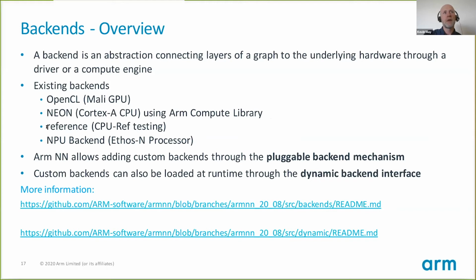We also, by default, include a reference backend. This is purely for testing, just to make sure everything works and you can run it on a device that doesn't have Arm IP. And then, like I said, downloadable is an NPU backend, which would be for accessing the Ethos-N processor. So Arm NN allows adding custom backends through our pluggable backend mechanism. And you can also load custom backends at runtime through the dynamic backend interface.